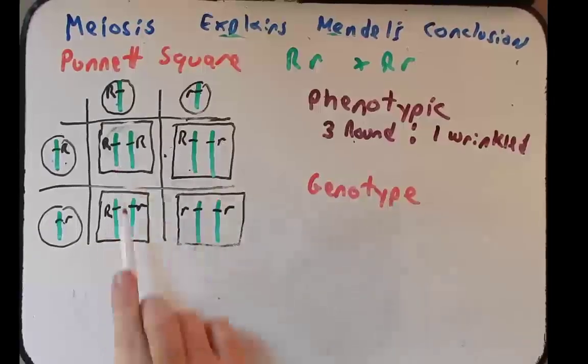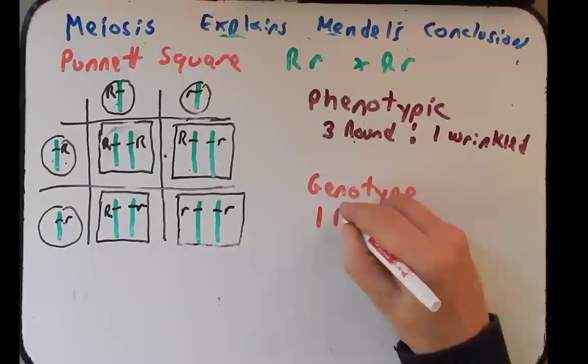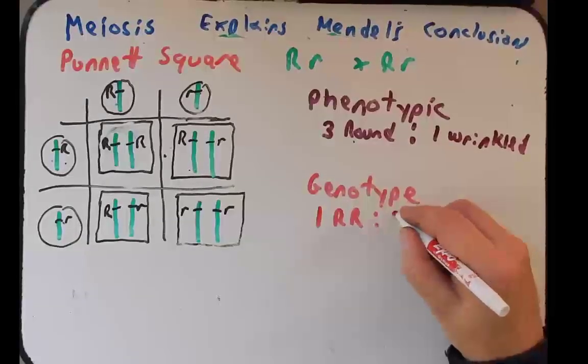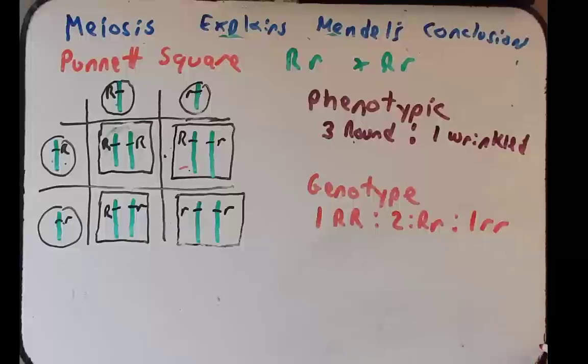And again, remember, these are just predictions, but we would predict the following genotypes. We'd expect 1 big R big R to 2 big R little r's, these two here, to 1 little r little r. Once you've made your predictions, as I've said, you then do the cross.